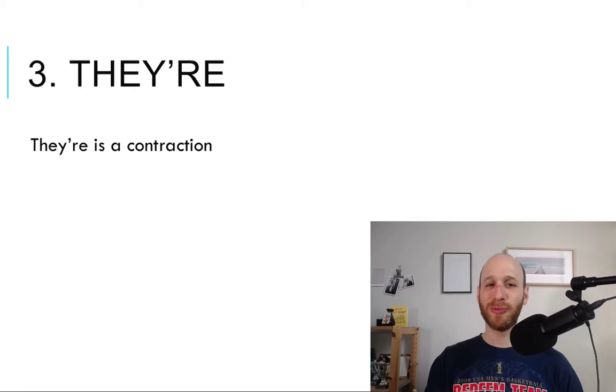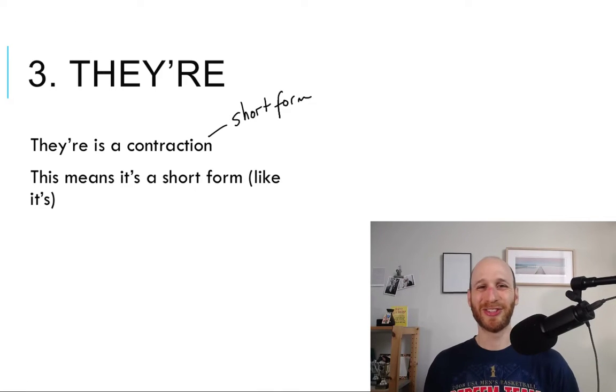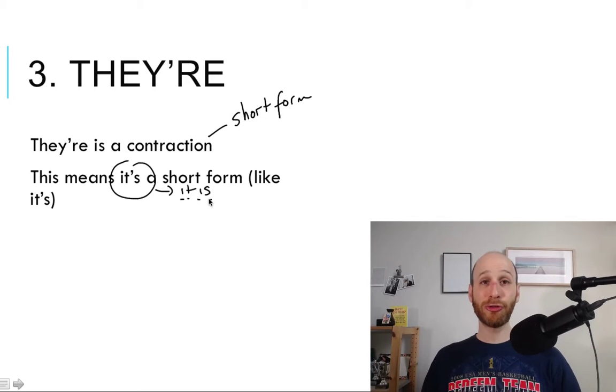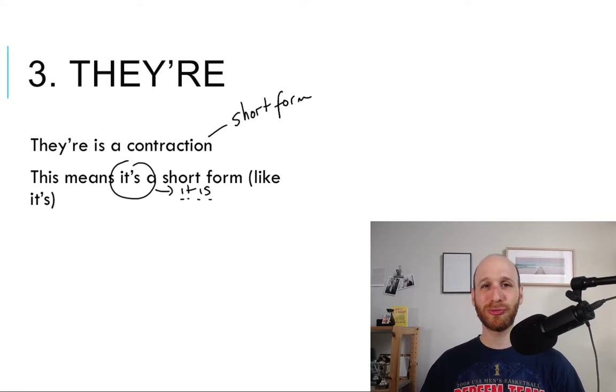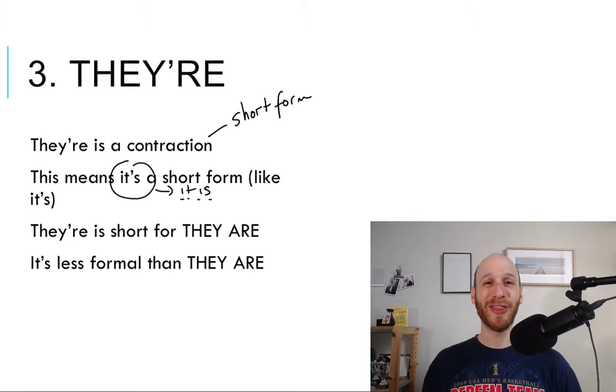They're, as we said before, is a contraction. A contraction just means it's a short form. Like it's. So they're is short for they are, and it's is just short for it is. So we're just using the shorter form, the contraction form, when we're writing. It's less formal than they are.